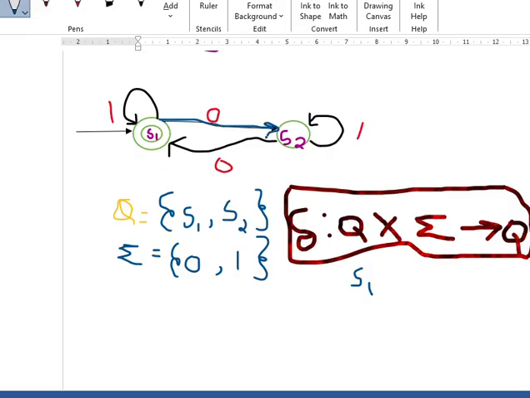So S1 to S2 we have the input symbol 0. See this diagram. From S1 to S2 we have the input symbol 0. So from S1 on the input symbol 0, we get the result, which is the next state. If you consider this the current state, this will be the next state.